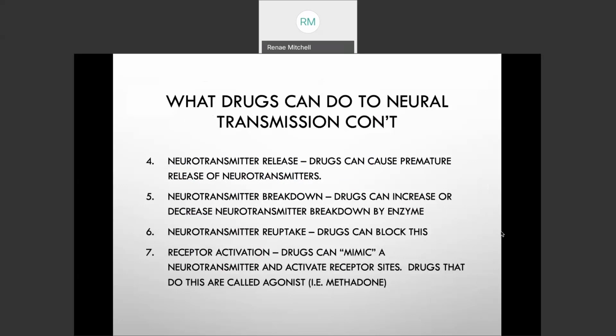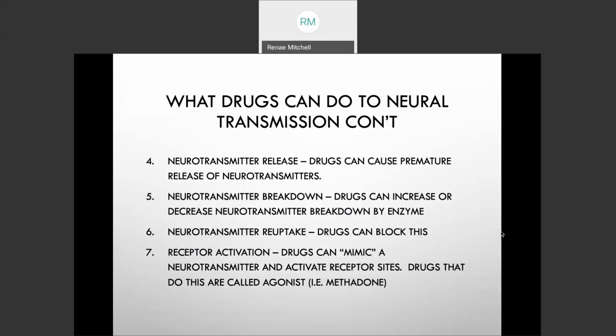The breakdown of neurotransmitters within the synaptic gap, so drugs can increase or decrease that breakdown by the enzymes. The reuptake, so drugs can stop the reuptake of extra neurotransmitters in the synaptic gap. It can keep those neurotransmitters in the gap longer.